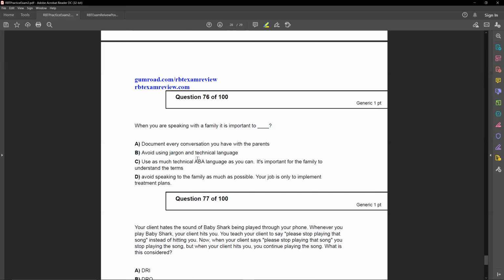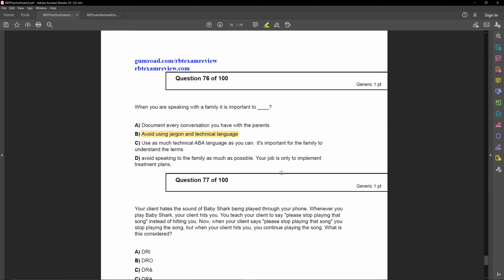So the best answer here is B. Avoid using jargon and technical language when you're speaking with the family. Okay, speak in terms that they can understand when discussing their child, discussing behavior, or discussing anything else we're doing.